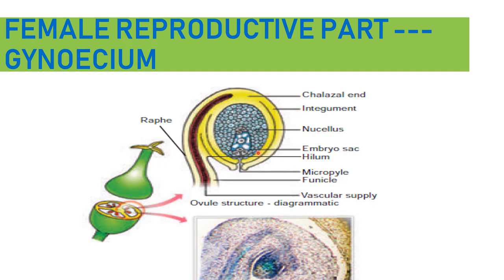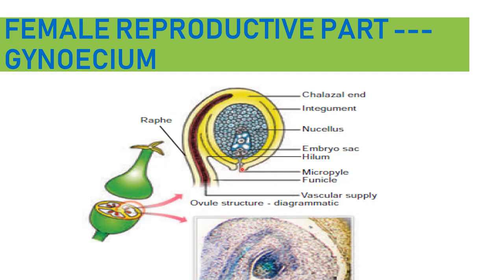Then inside it has an embryo sac. As I'm showing here, this is the embryo sac. The embryo sac is a female gametophyte. This embryo sac develops from a megaspore mother cell in the nucellus, that we shall learn later on. In the embryo sac, the egg cell will be there.